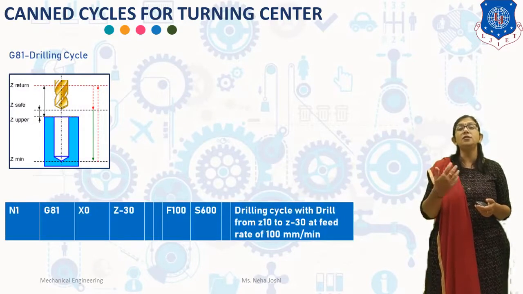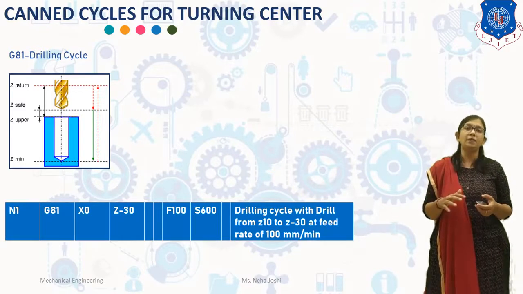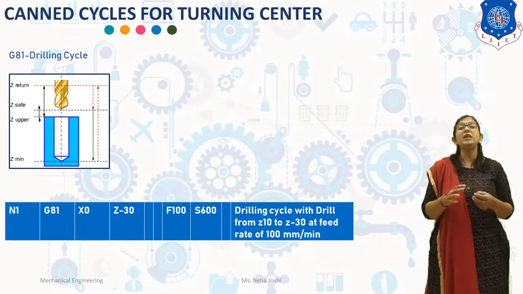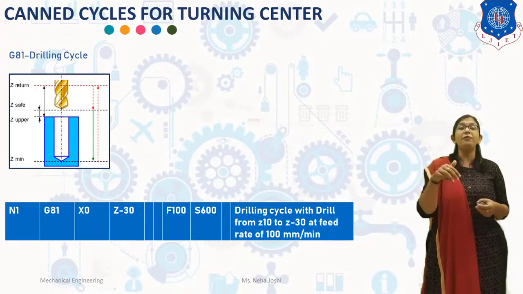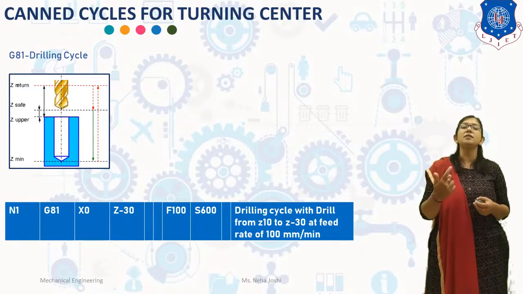You can see here the general step in the drilling cycle. Suppose the diameter of the drill is 10 mm and we have to drill up to 30 mm length. You can see here N1 is the sequence number, then G81 is the drilling cycle. We have to drill from Z10 to Z minus 30 at a feed rate of 100 mm per minute and spindle speed is 600 rpm.